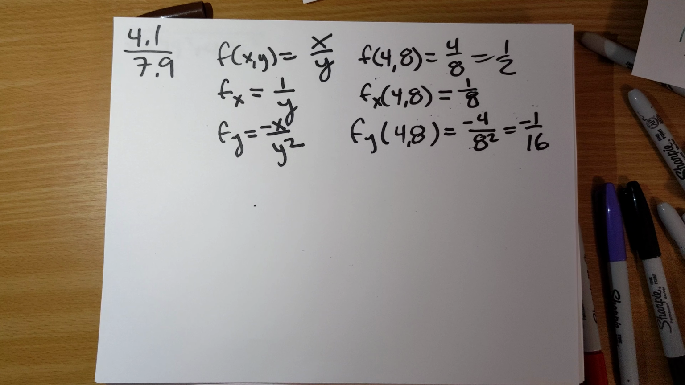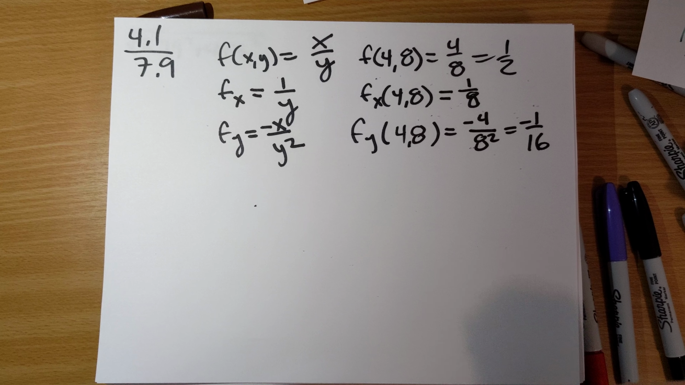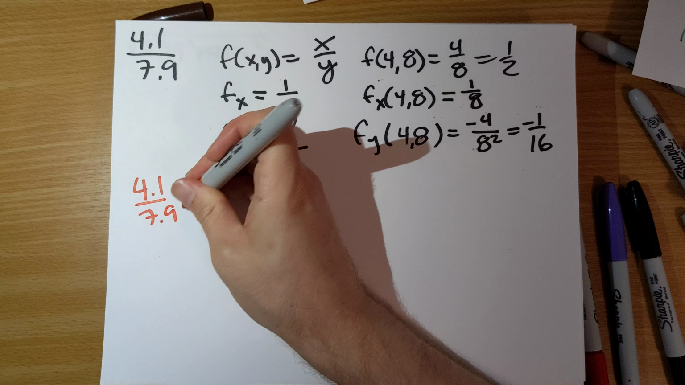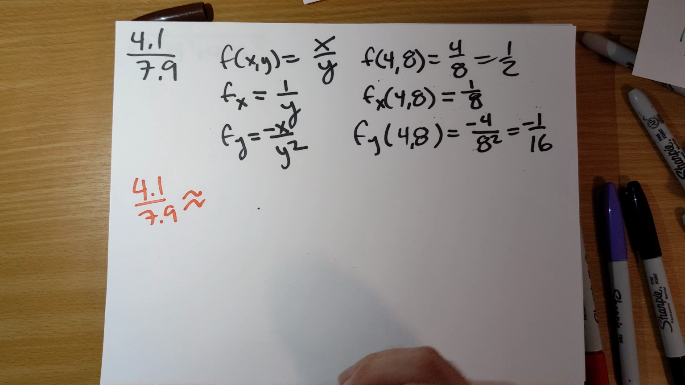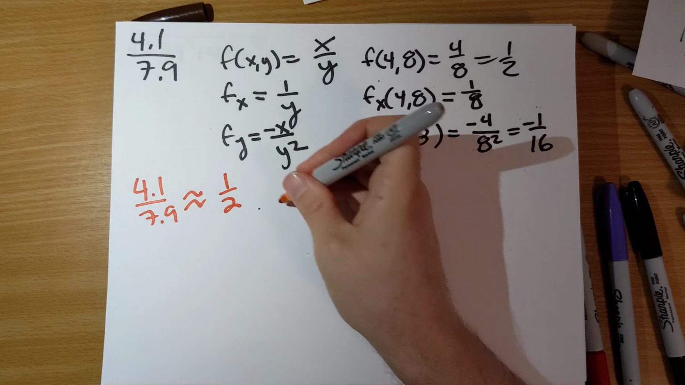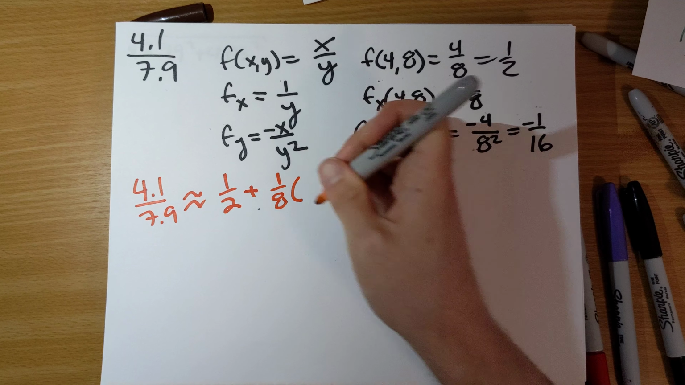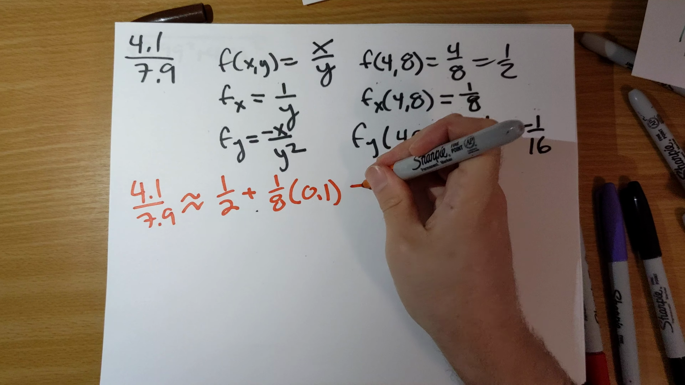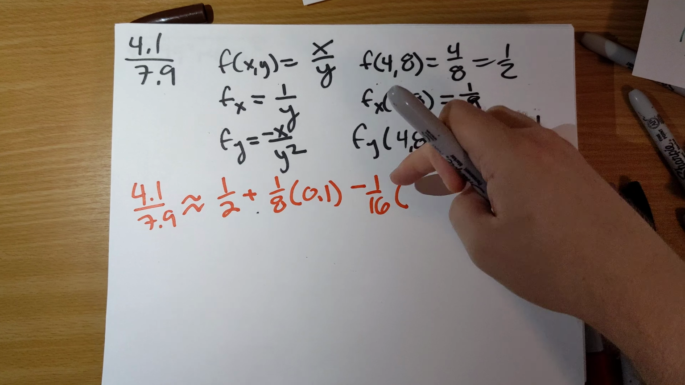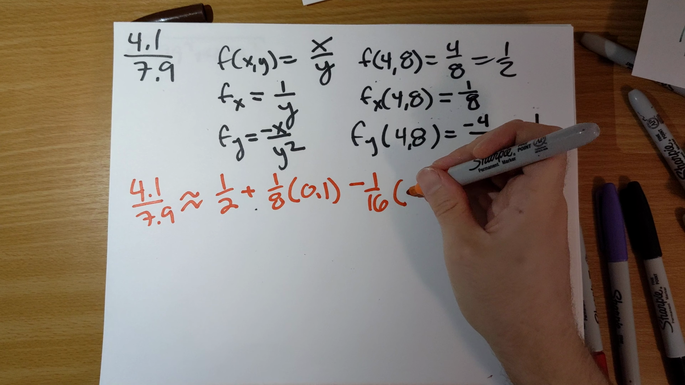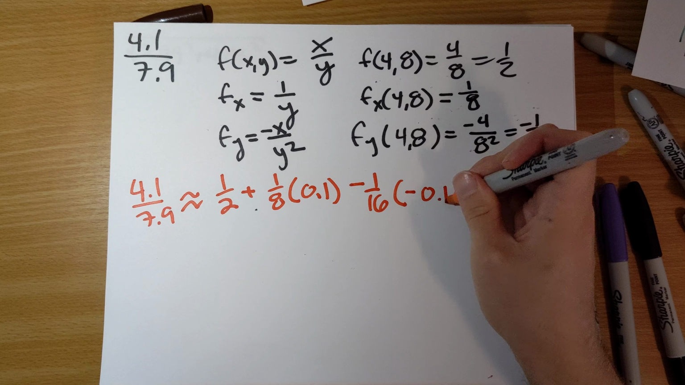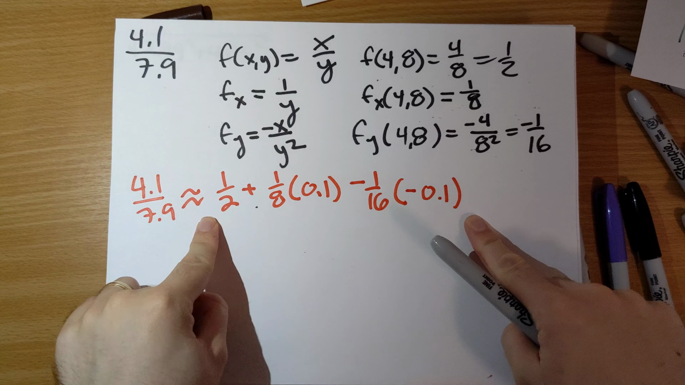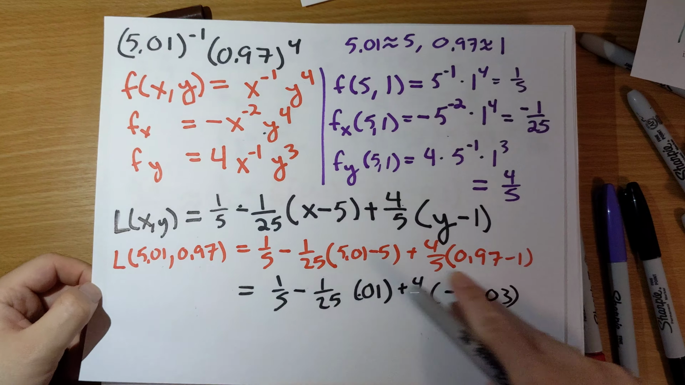So I'm just going to go ahead and jump straight to the conclusion here, which is that 4.1 over 7.9 is about equal to 1/2 plus 1/8 times, we go from 4 to 4.1, 0.1, minus 1 over 16 times, we're going from 8 to 7.9, so the change there is negative 0.1. Again, for this one, you can go ahead and simplify that if you want to.